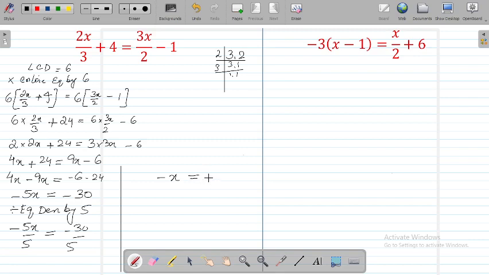When 30 is divided by 5, we get 6, but there's a minus sign. So this minus sign cancels with this minus sign, and we are left with the value x is equal to 6. So this is our answer for this algebraic equation: x is equal to 6.